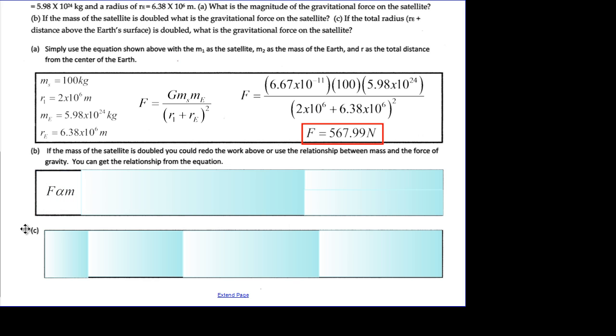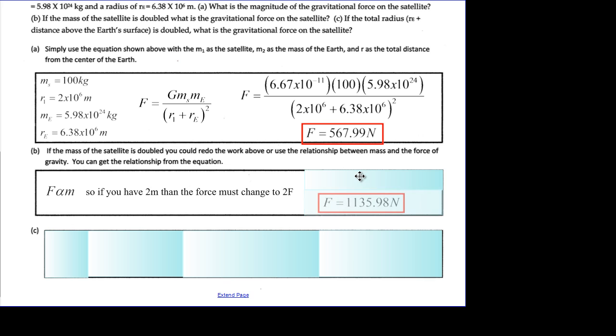Right? The equation shows it, and it was stated in the law, that force and mass are directly proportional. So if you have double the mass, all that means is now you have double the force. So if the force was 567.99, all you've got to do is double it. So 2 times 567.99 gives you the new force of attraction, 1,135.98. And that force will always be attraction, right? Gravity always attracts, it doesn't ever repel. Moving on to part C.